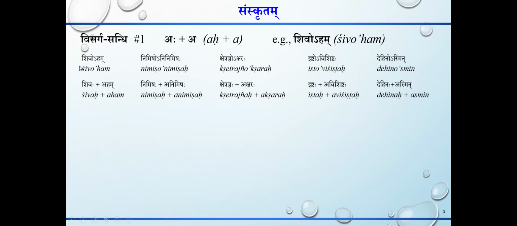Okay, so we know the words Shivoham, Nimisho Nimishaha, Kshetrajno Kshetrajnaha, Ishto Vishishta, Dekinospini, we have heard these. Generally we chant them as one word, because whenever chanting is involved, the sandhis are made. Now let's look at those words and see whether we can break them at the right place. When we break the sandhi, the two words should make sense.